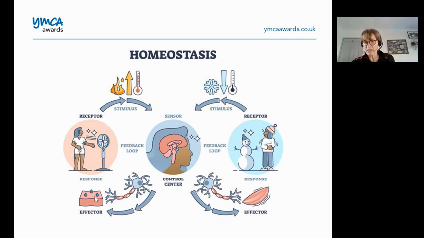And then on the right-hand side of the picture, we're getting messages to say our body is too cold, which sends messages to the muscles, which then shiver as a response, which increases our body temperature. So that's a little example of how temperature is controlled in our body to maintain homeostasis.